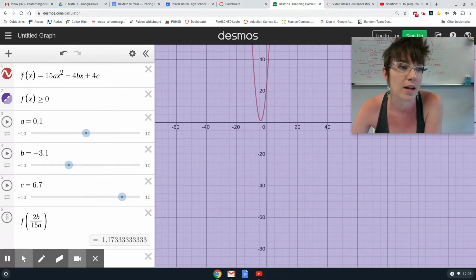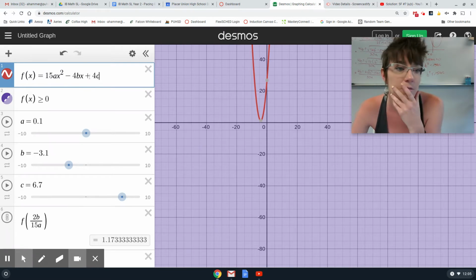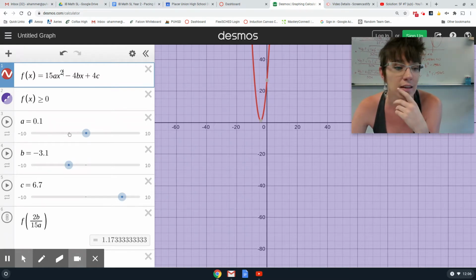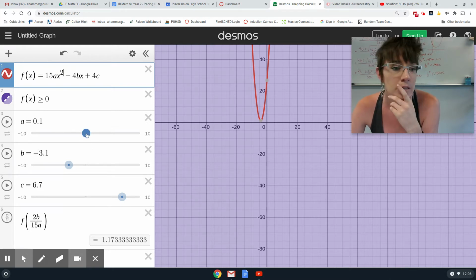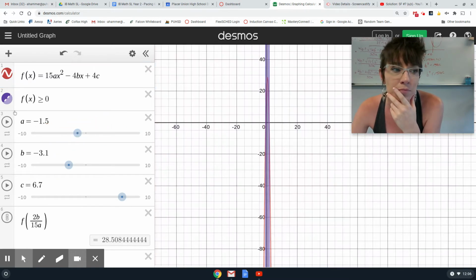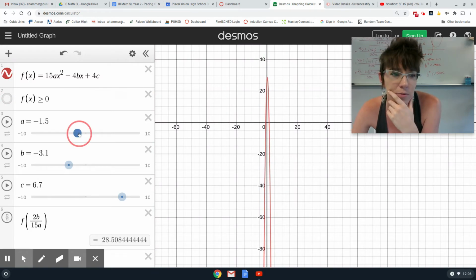Okay, so first things first, I decided to just try to figure out what this function looked like. What did 15a squared minus 4bx ax squared plus 4bx plus 4c look like? So I started by throwing that into Desmos and graphing it. Now, when you use letters like A, B, and C, Desmos is very kind and gives you these A, B, C sliders. So now I can actually start sliding this thing around, and you can see my screen is changing, essentially giving me an idea of what this parabola looks like.